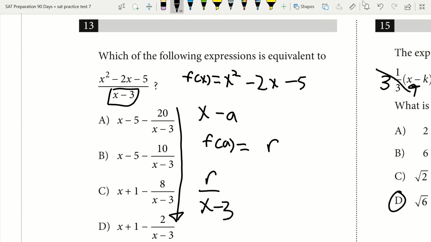So this will help us get to our answer really quickly. We know that we're just going to be plugging in a for x in this equation, f of x. Now in this case, we know that our denominator is x minus 3, therefore a will be 3. So now we can just go ahead and solve.